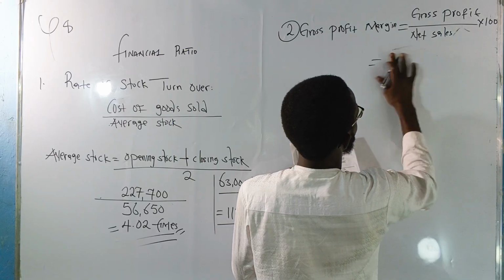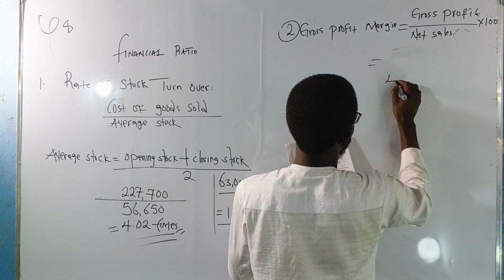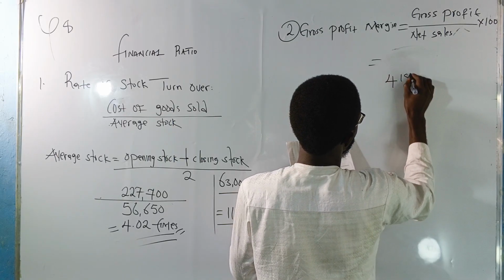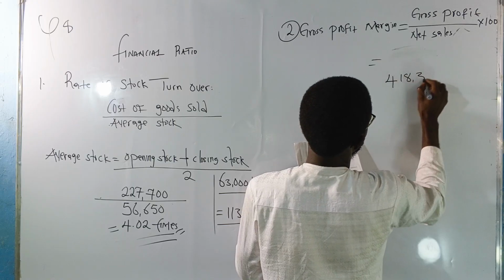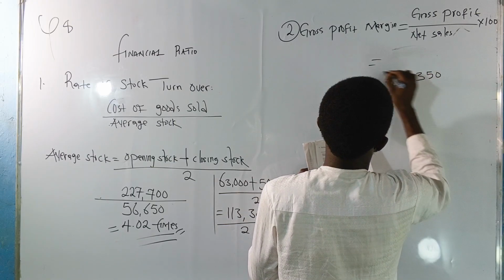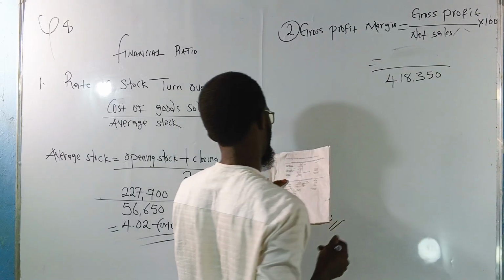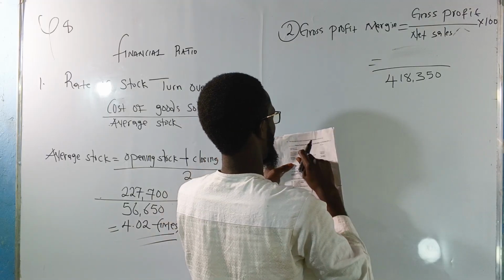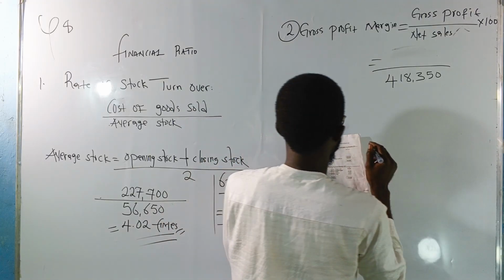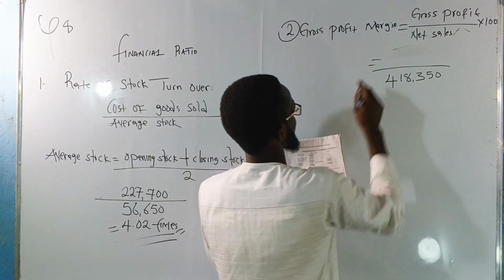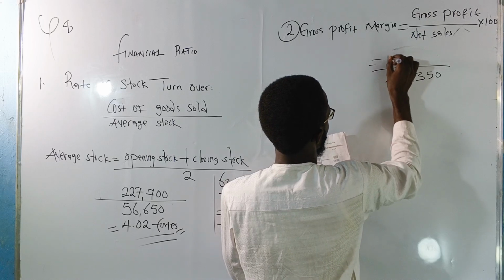Our sales are 418,350. Now the gross profit. Where is our gross profit? It is here in our trading profit and loss, as 190,650.